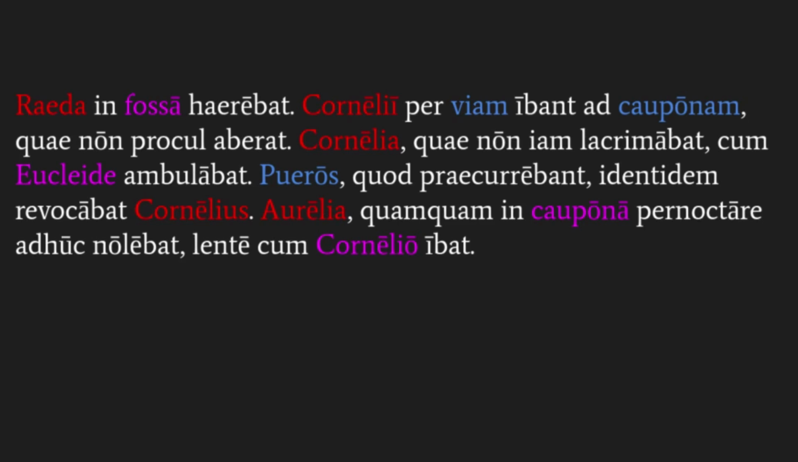Then you have Cornelii per viam ibant ad cauponam, quae non procul aberat. So you have the Corneliuses, Cornelii, and again, it's nominative plural, so you're talking about the entire family, not Cornelius, the dad, but his whole family. The Corneliuses ibant, they were going, per viam, along the road, ad cauponam, to the inn. Remember in the last chapter, they see an inn and they decide to go there to spend the night. So they were going along the road to the inn.